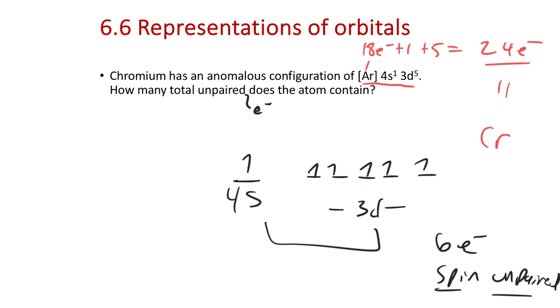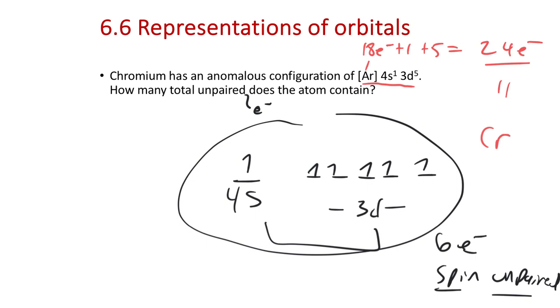If you go into the lab and try to determine the number of unpaired electrons, which you can determine experimentally, chromium doesn't have the 4 that you would have expected, because you would have expected 4s2 3d4. That would have 4 unpaired electrons. It has 6. You get to 6 with this configuration here.